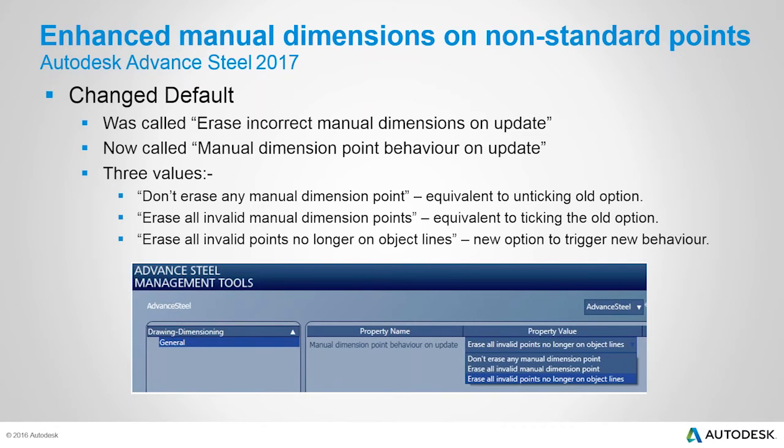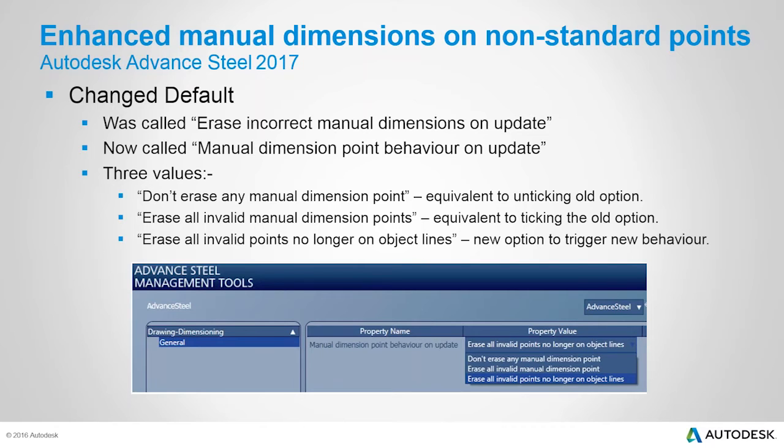The default value out of the box is erase all invalid manual dimension points. This is the same as having the old option ticked, which was the default then as well. That's the behavior probably most of you are used to, where any of these points that weren't recognized and couldn't be tracked, the dimension vanished. Well, the third option is the new option, and you're probably going to want to find this and set this.